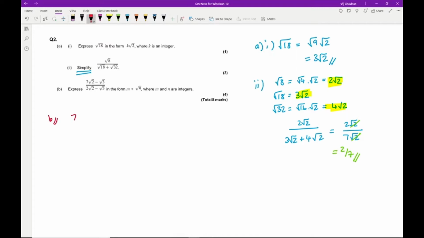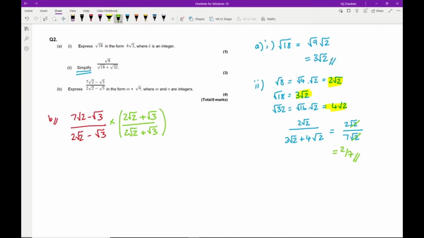And then moving on to B part 2, this is where we do have to rationalize the denominator. So here we've got 7 over root 2 minus root 3, and this is worth 4 marks, so that should give you an indication of what we need to do. The first thing we need to do is multiply both the numerator and the denominator by 2 root 2 plus root 3 over 2 root 2 plus root 3. Now it's really important that you write this in your working out, because that would be worth your first mark.